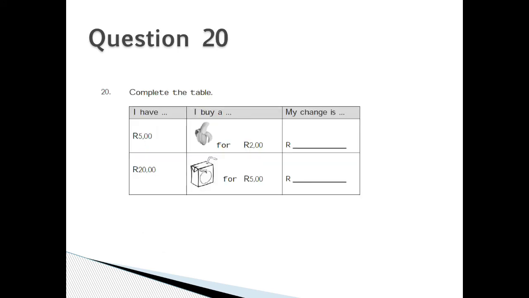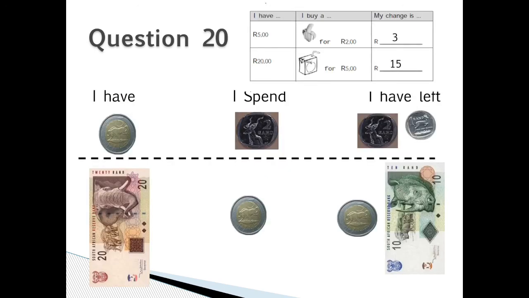Complete the table below. I have 5 rand. I buy a banana for 2 rand. How much is my change? I have 20 rand. I buy a juice for 5 rand. How much is my change? If I have 5 rand and I spend 2 rand for a banana, my change is 3 rand. If I have 20 rand for a juice and I spend 5 rand, I have 15 rand change.